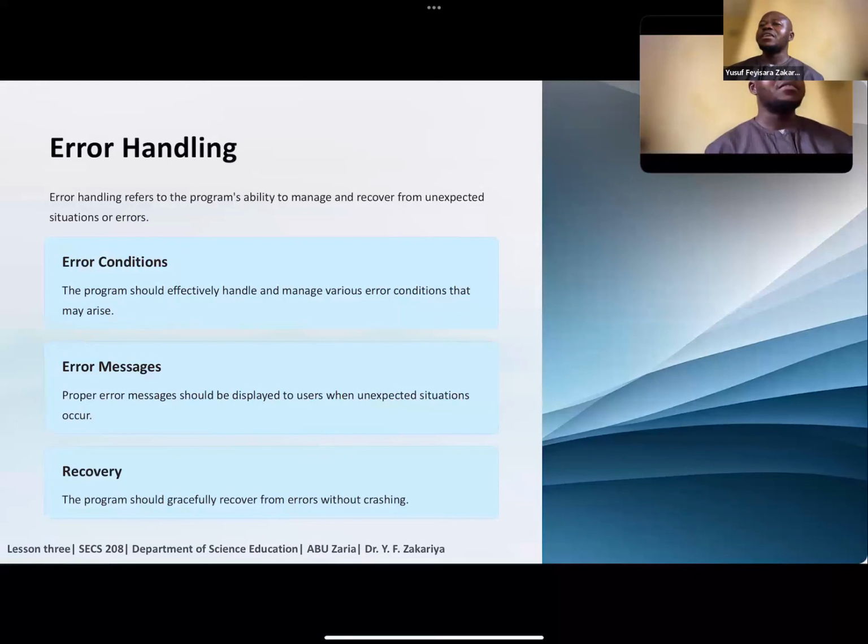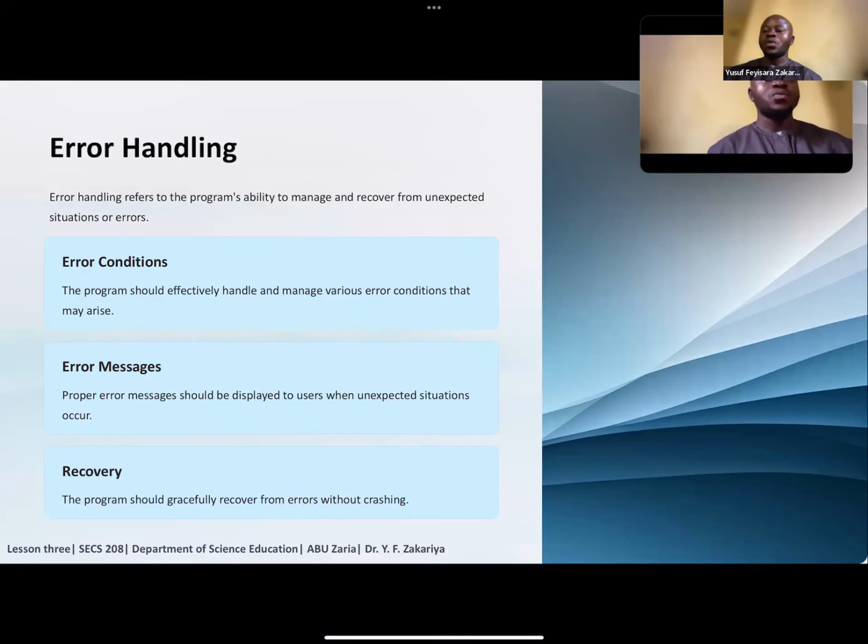What about error handling? How are you going to debug the error conditions, the error messages, and how can you recover from the errors without crashing your system? These are some of the things that you need to consider when you are designing the rubrics for a programming project. We only brought programming here because programming encompasses most of the projects you have in the computer science department. So it is very important for you to be aware of this rubric, how you can use it, and how you can meet the expectations of the lecturers.